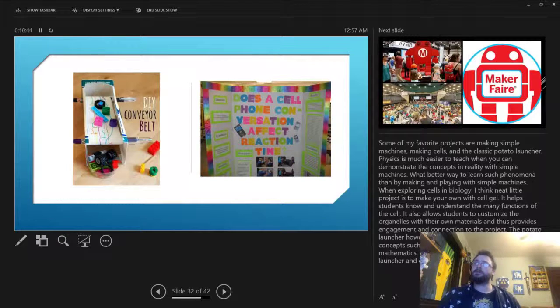The potato launcher, however, is a great way to demonstrate many concepts such as chemistry, physics, engineering, and mathematics. There are various ways to build a potato launcher, and each utilizes a different concept in science.